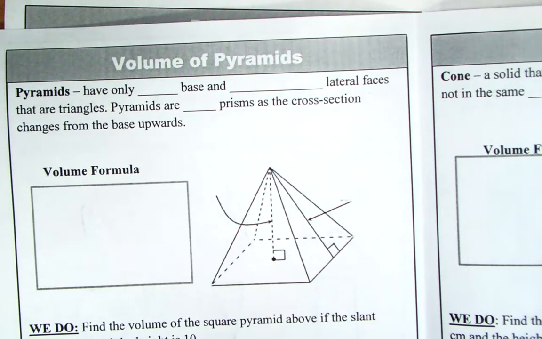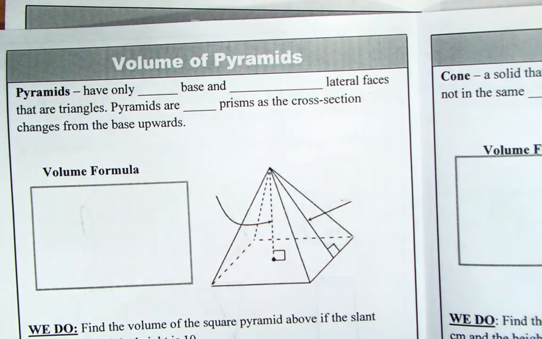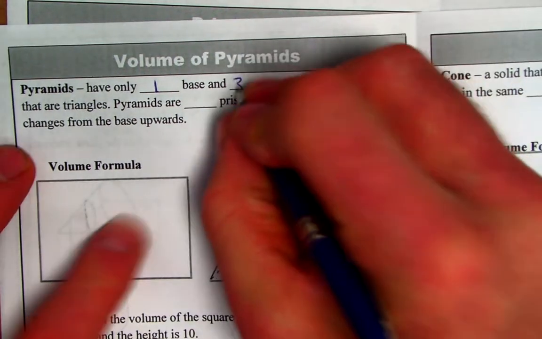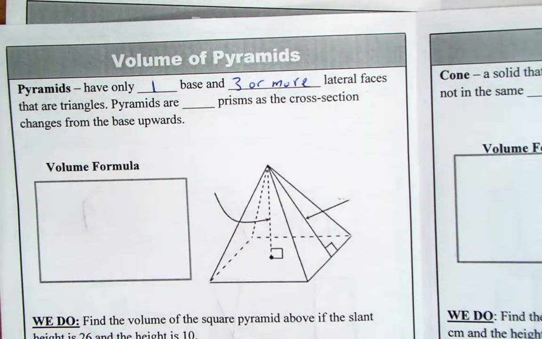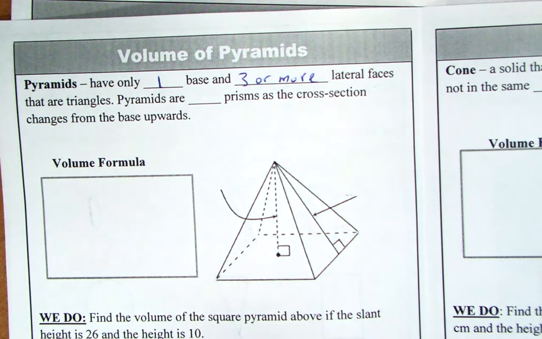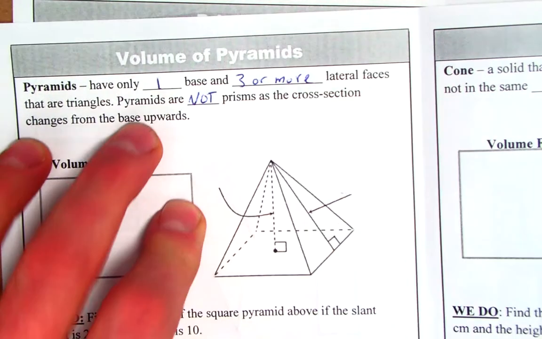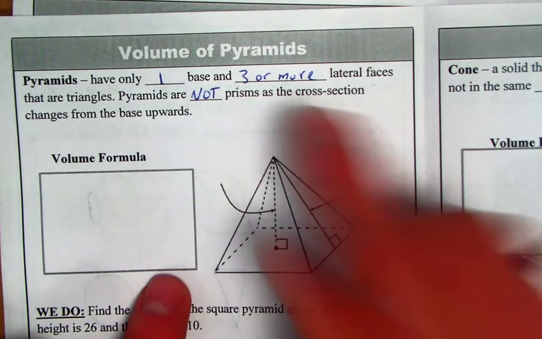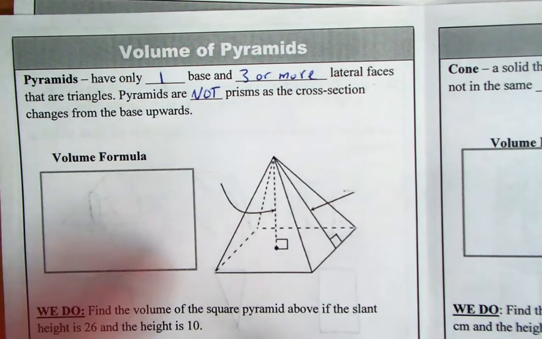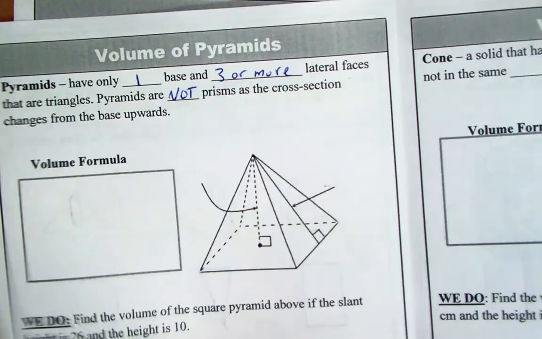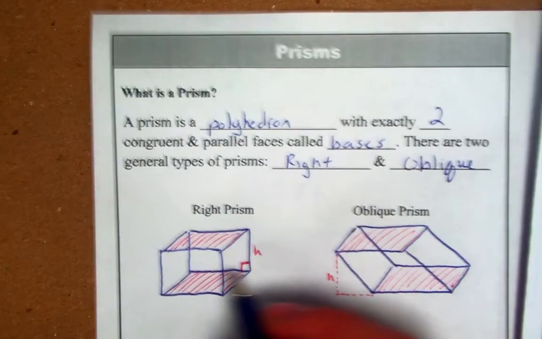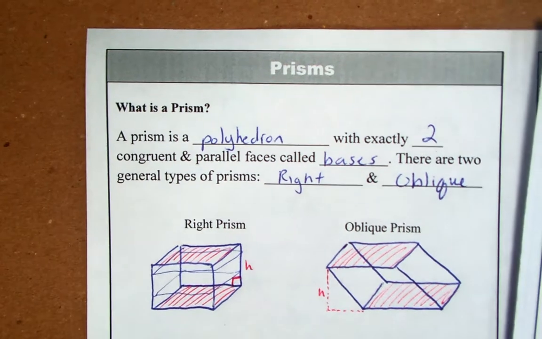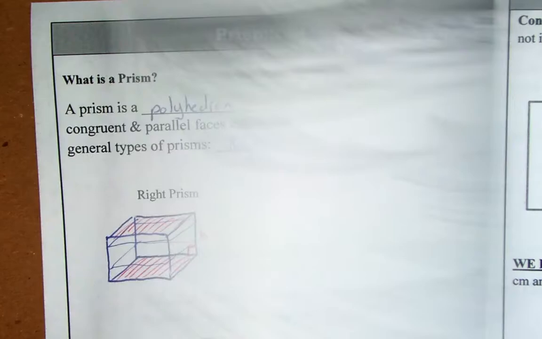volume of the pyramids. Okay, volume of the pyramid. Pyramids have one base and 3 or more lateral faces, and those faces are always triangles. One thing to know is that pyramids are not prisms. One of the reasons we know it's not a prism is because at each level, if you take a cross section, the cross sections are different. Whereas here, if you take a cross section at this level, it's the same as the cross section at that level. So with prisms, the cross sections stay the same all the way up.